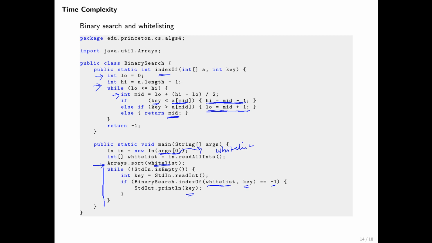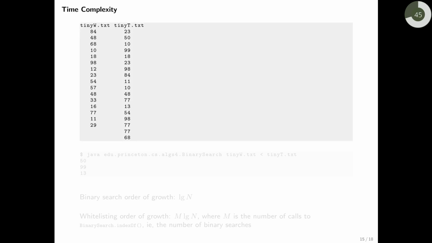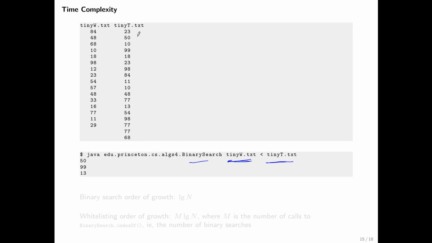Okay, very good. So let's look at some input and output. Here is a whitelist file that contains all these numbers. And here is another file that we're going to feed in to the program via standard input. So how does the program behave? We run binary search, giving it the whitelist file as a command line argument, and we feed in this file that we call the transaction file as standard in, using the redirection operator. And what does the program print for output? Well, it's printing numbers from here which are not here.